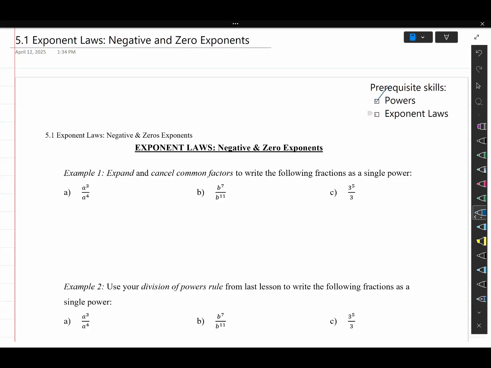Prerequisite skills that I am assuming: I'm assuming you're comfortable working with your powers, and comfortable with your three previous exponent laws. That is your multiplication of powers, your division of powers, and your power of a power law. Now let's jump right in.